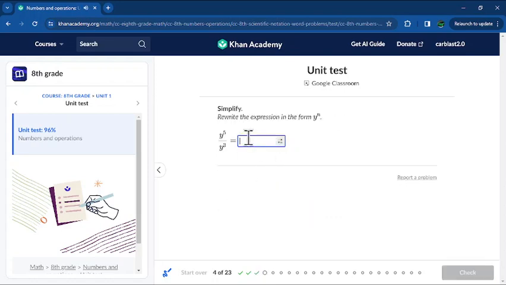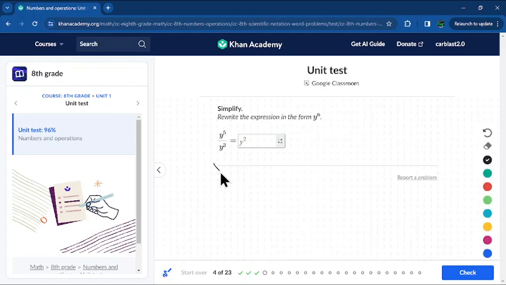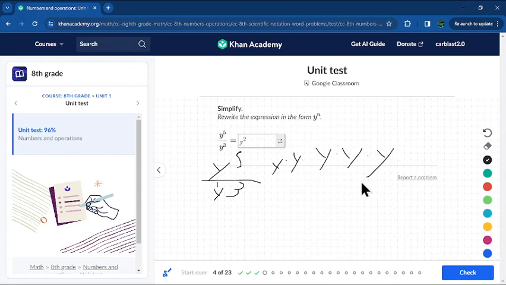There you go. This is y over 2. If you don't know, I'll show you. So we have y to the 5th over y to the 3rd. What you can really do is write y times y times y times y times y over y times y times y. Anything divided by itself would always equal 1. So this would equal 1, this would equal 1, this would equal 1.